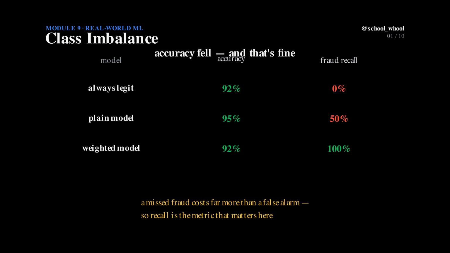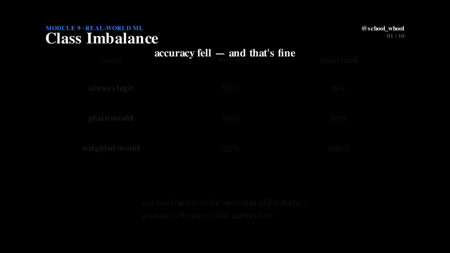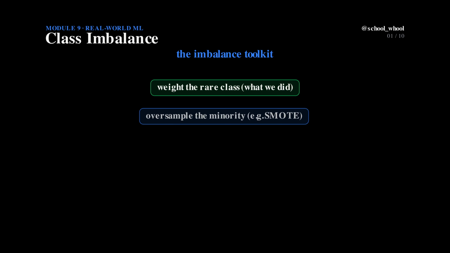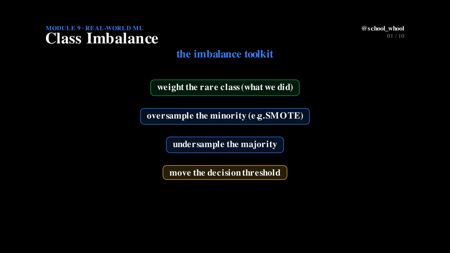Weighting the rare class is one tool. You can also oversample the minority, creating more copies of it. That's the idea behind the SMOTE method. You can undersample the majority, or move the decision threshold. Different tools, one goal. Stop the rare class from being drowned out.